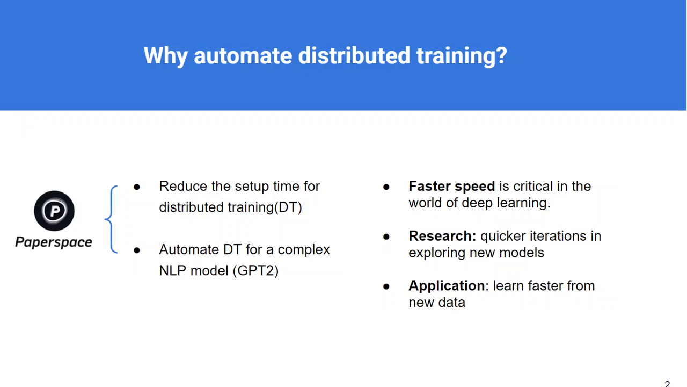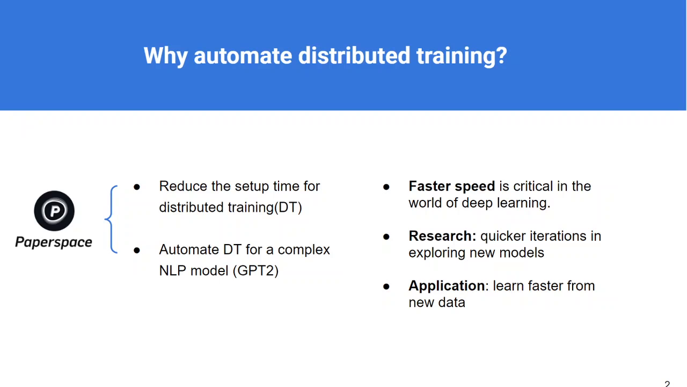The reason distributed training is so popular is because it empowers you to have quicker iterations in exploring new models. And it also allows the model to learn faster from new information and provide more value for your business.